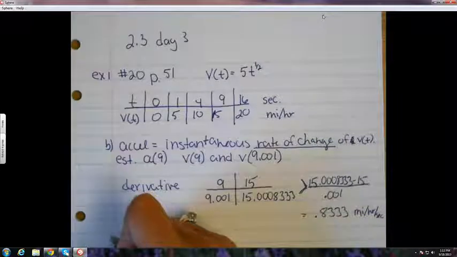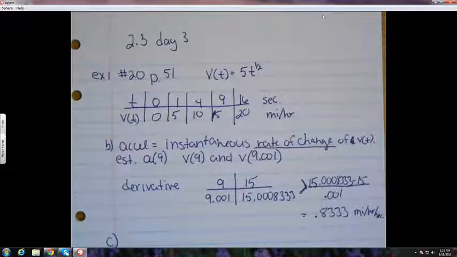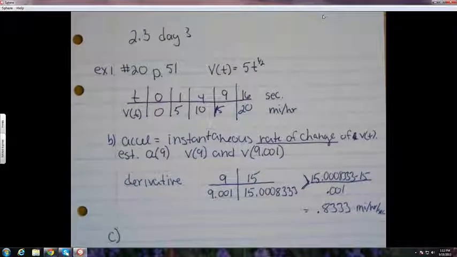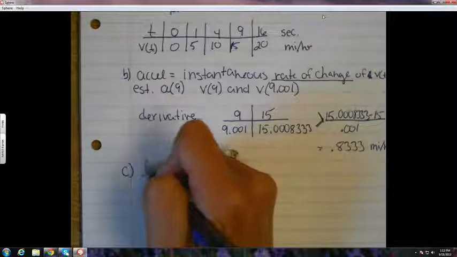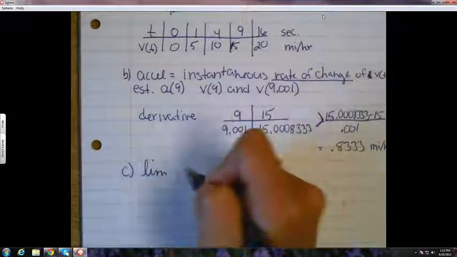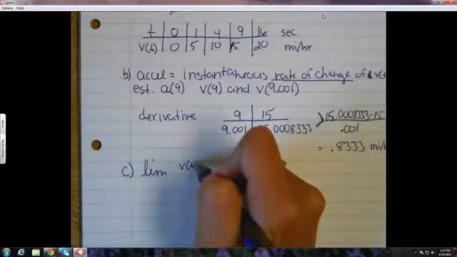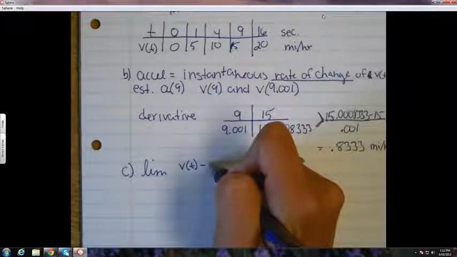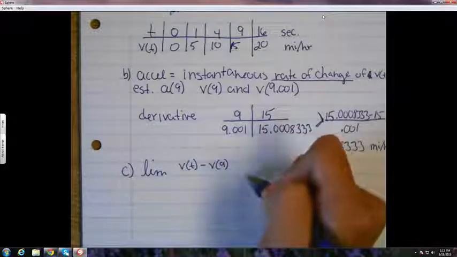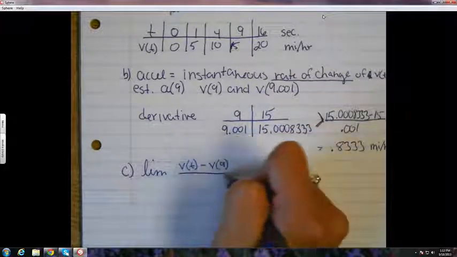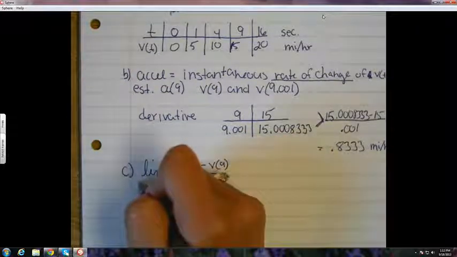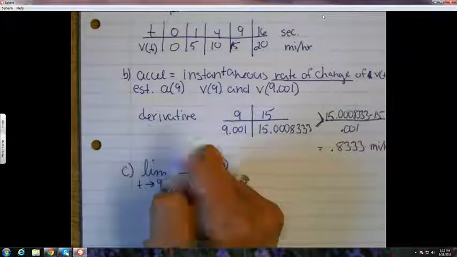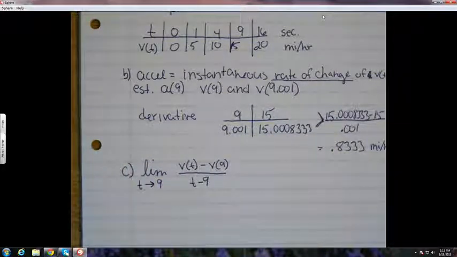Part C. It says A9 is exactly equal to the limit of, and I'm reading right from the book, so if you wanted your book open, you could. It's the limit of the velocity equation minus the velocity at time 9, divided by t minus 9 as t approaches 9. It says factor the denominator as the difference of two squares.